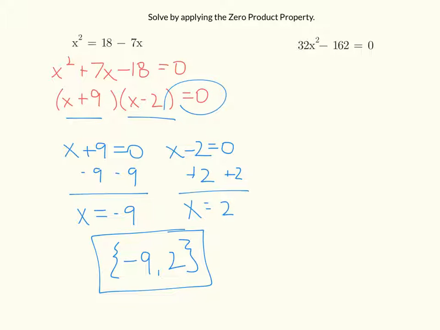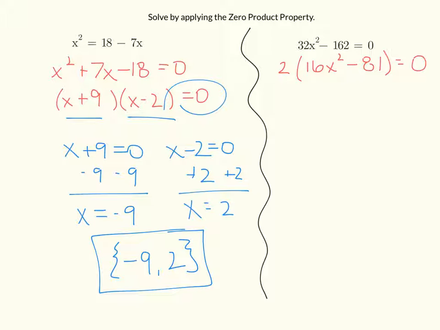Okay, in our other problem, we actually only have a binomial as opposed to the trinomial we had before. And that means we're going to look at it a little bit differently. We're going to factor out the GCF of 2 first, and we're left with 16x squared minus 81. Now that we have a binomial here, it is a difference of squares. So that 2 is going to stay out front, and this difference of squares here will become 4x plus 9 and 4x minus 9.